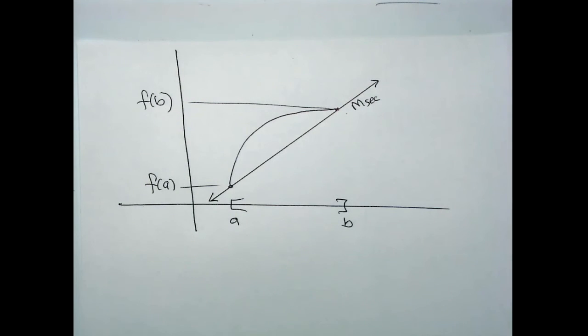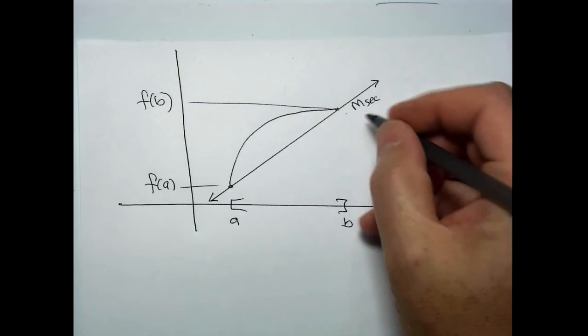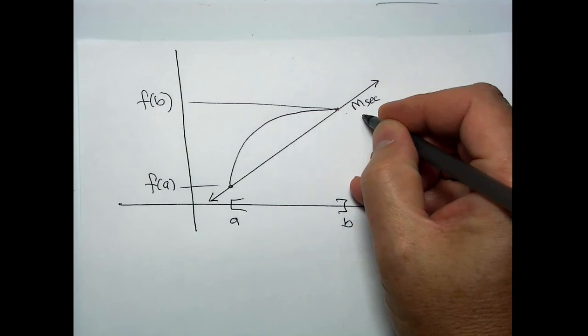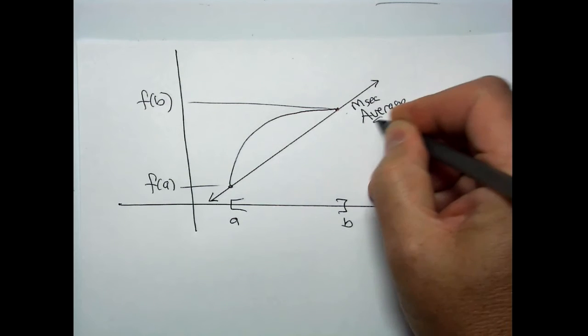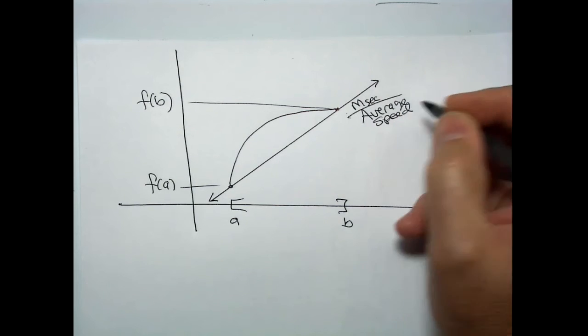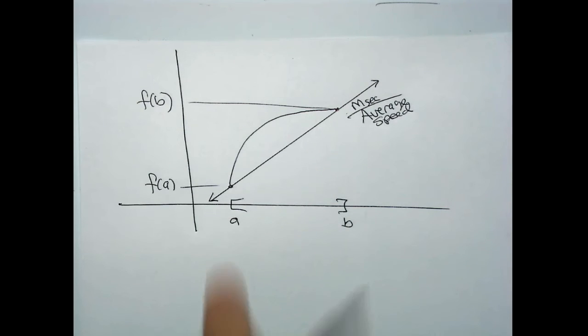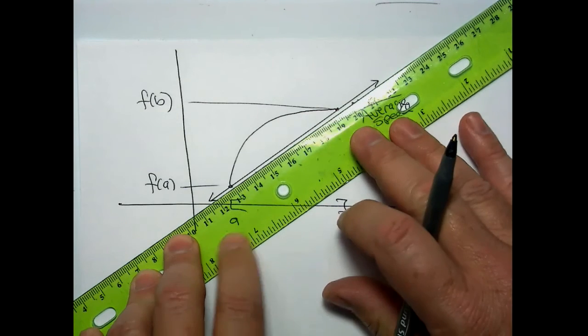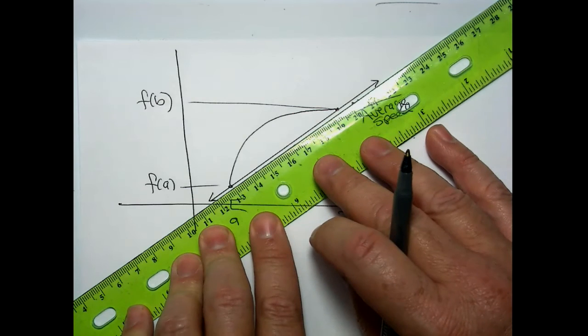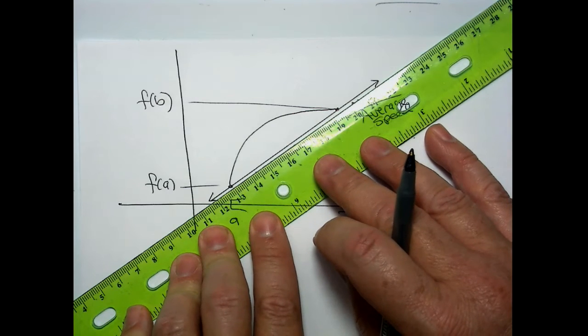By the way, if this were a position versus time curve, the secant slope has a very special meaning. It represents the average speed. Now, it is continuous and smooth. The endpoints don't have to match. And what does the mean value theorem promise? It promises that somewhere you will get a tangent line whose slope matches the secant line. Let's find it.